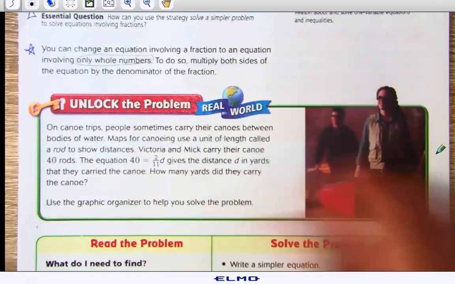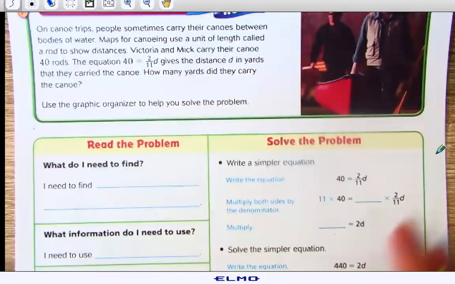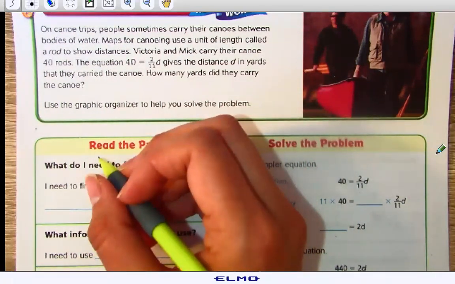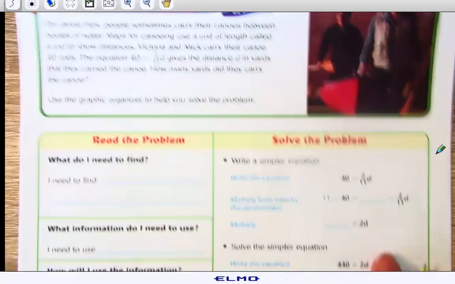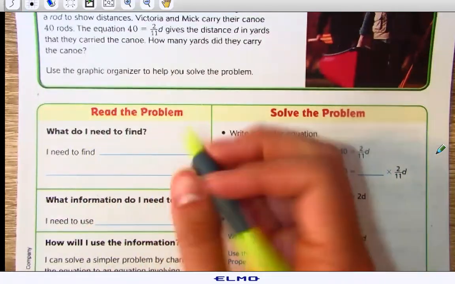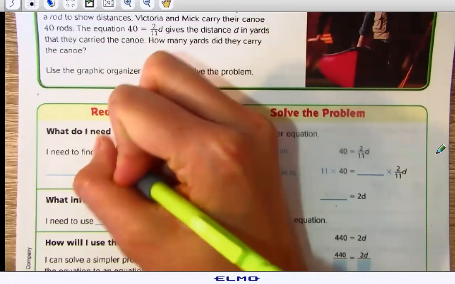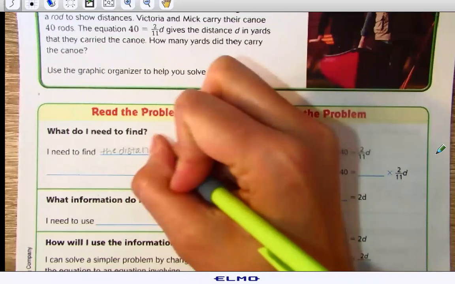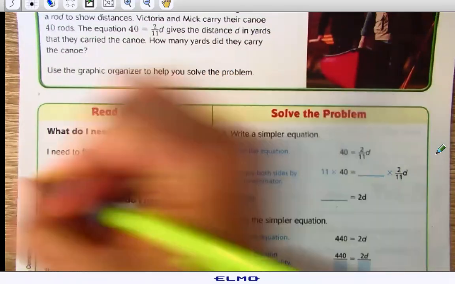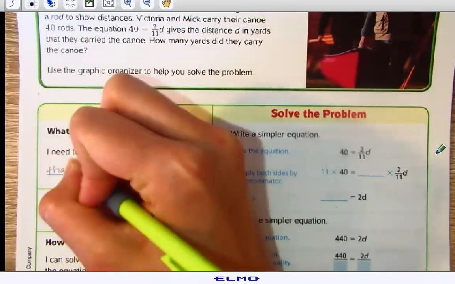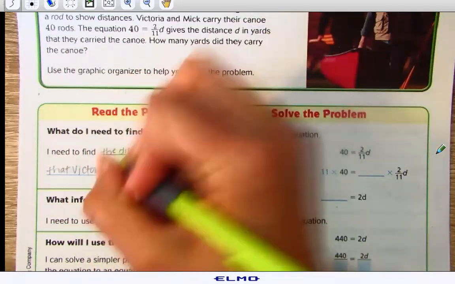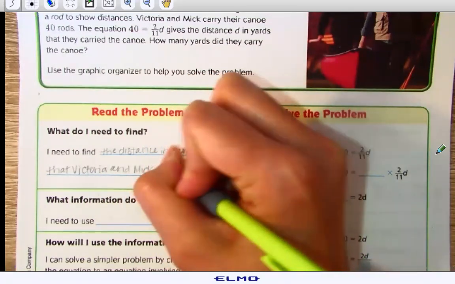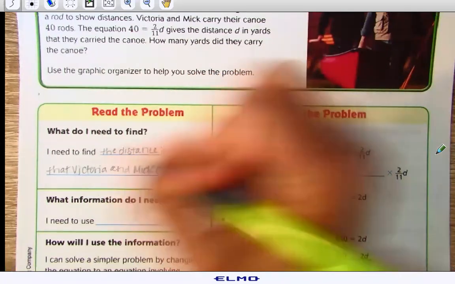Now class, before I get started on notes, if I'm ever going too fast, you can always pause the video and go back as much as you need. All right, so what do we need to find? Well, I need to find the distance in yards that Victoria and Mick carried the canoe.